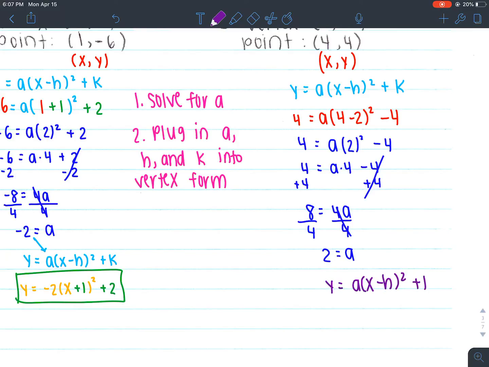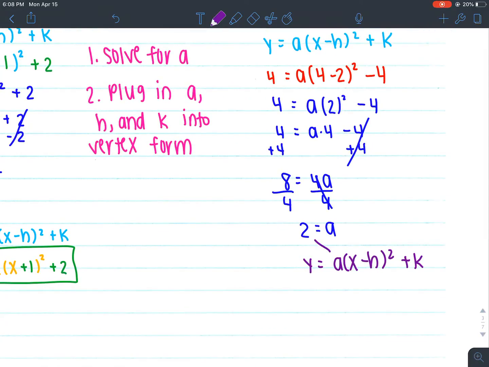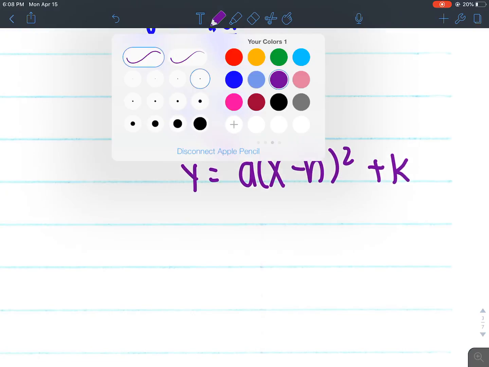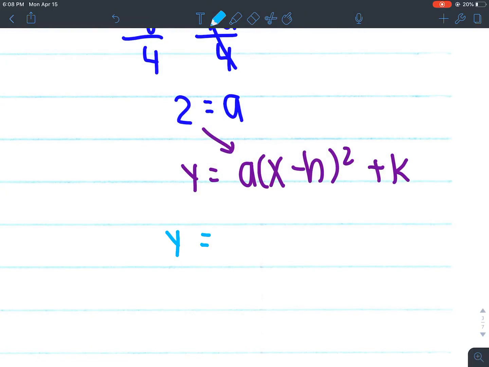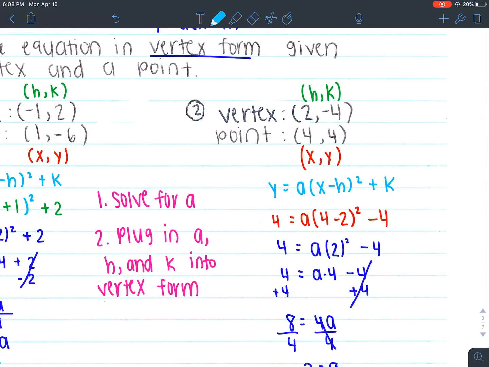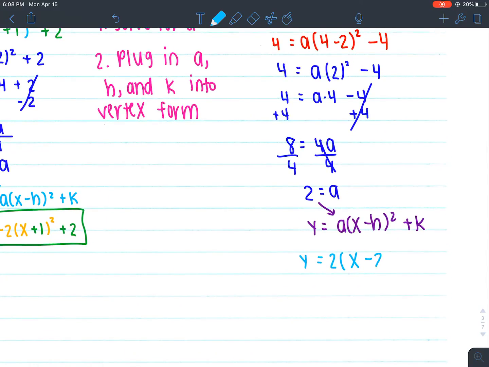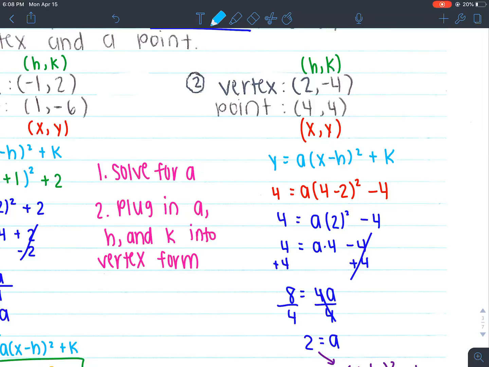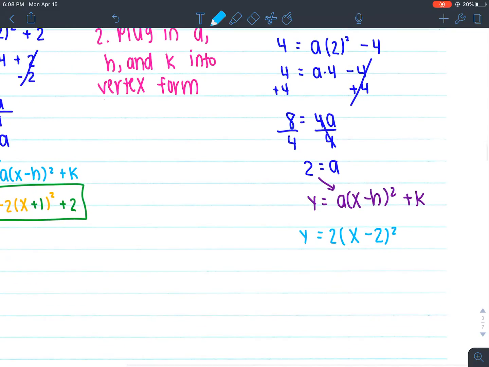You don't have to write vertex form multiple times like I am. I'm just doing it so you can see what I'm plugging in, because I have to zoom in so I won't be able to show you. All right, so we have y equals, okay, 2 is our a. We have to keep an x there. What is our h? So our vertex is 2, -4. So when I plug it in, my 2 will be -2. And then my k was -4, and it's still going to be -4 because it's outside the parentheses.